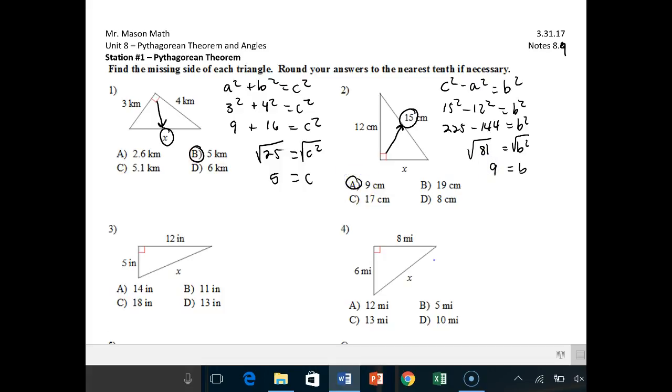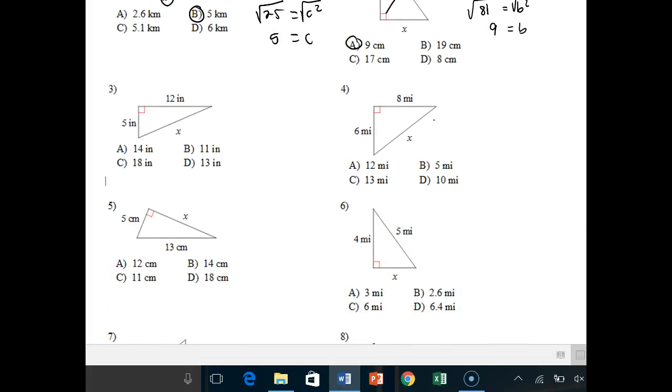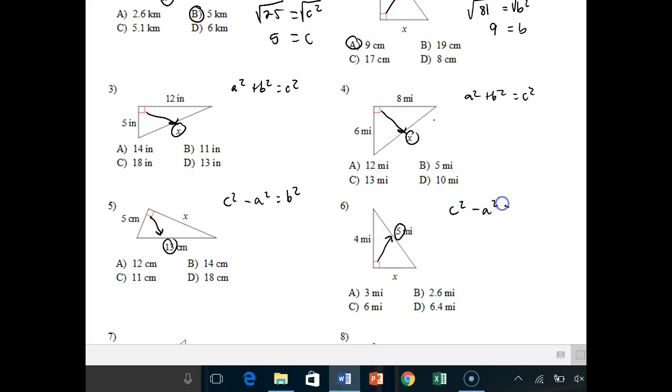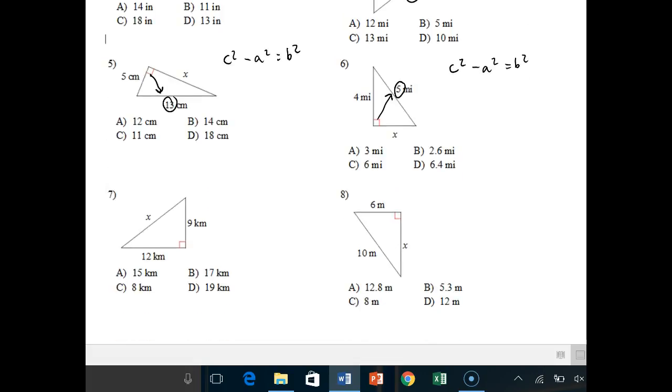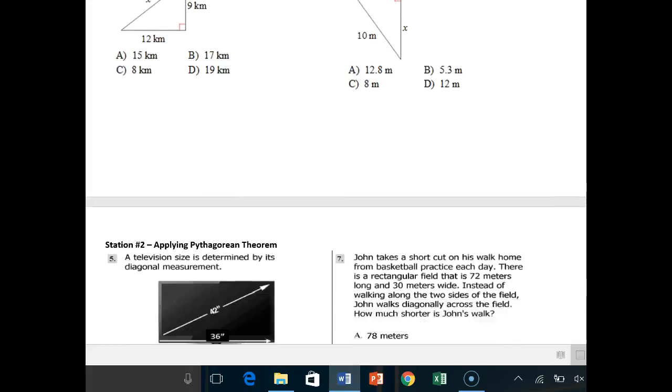All right, so what I'll do now, instead of doing more problems, is just walk you through what equations you'll use. Number 3, you're going to want to use a squared plus b squared equals c squared. Number 4, you're also going to want to use a squared plus b squared equals c squared, again because we don't have a number for our hypotenuse. On number 5, we do have a number for our hypotenuse, so we use c squared minus a squared equals b squared. Number 6, same thing. We have a number on our hypotenuse, so we'll use c squared minus a squared equals b squared. 7 and 8, I'll leave for you to figure out.